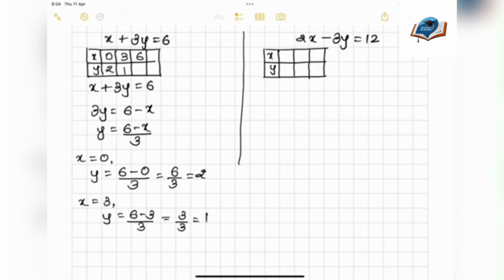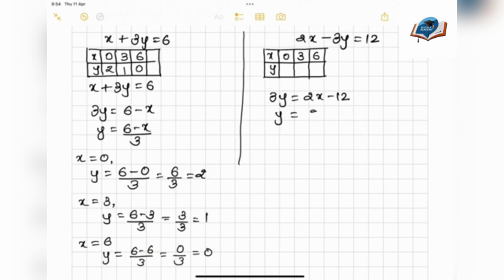Now when x equal to 3, y will be 6 minus 3 upon 3. So that will be 3 upon 3, that is 1. Now when I take x equal to 6, y will be equal to 6 minus 6 upon 3. That is 0 upon 3, so that will be 0. So I got the three solutions of the first equation. Now let us make it for the second one.